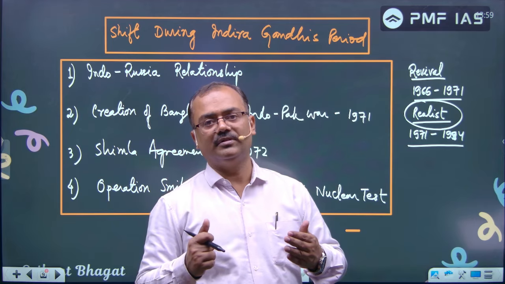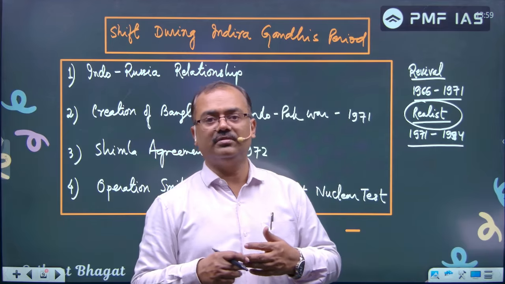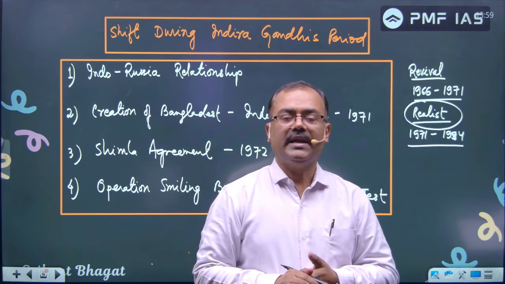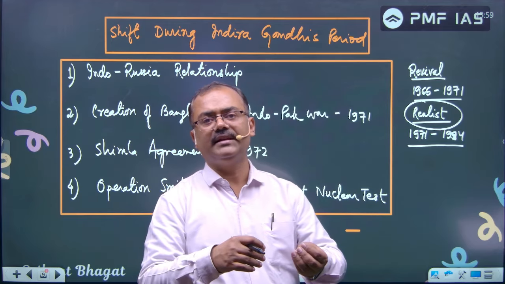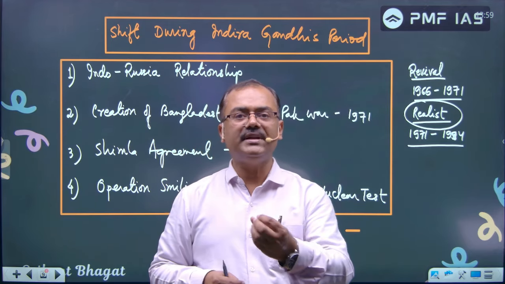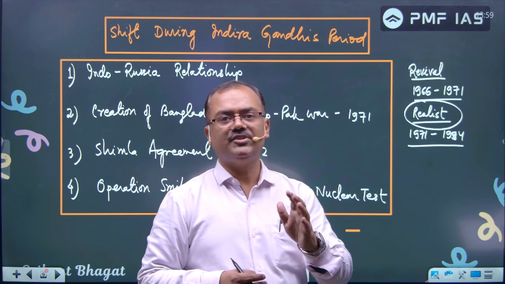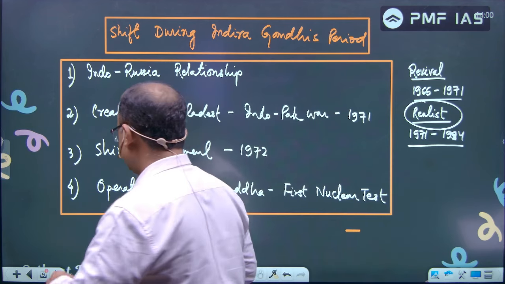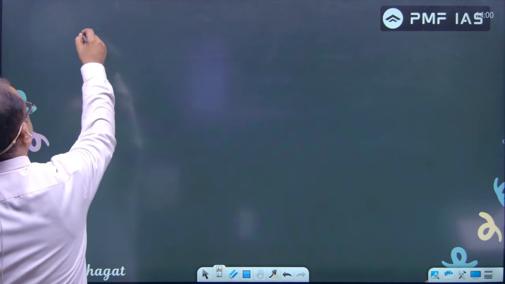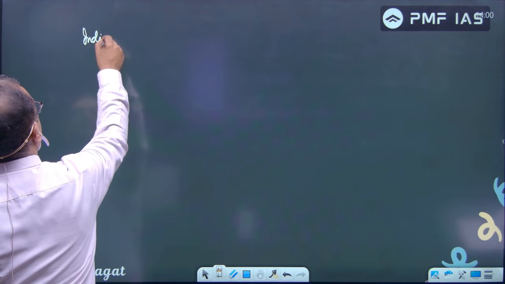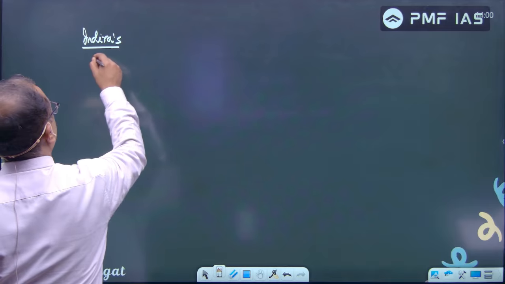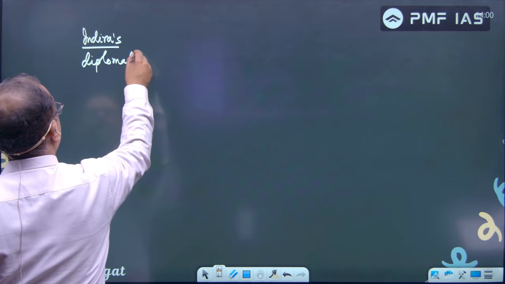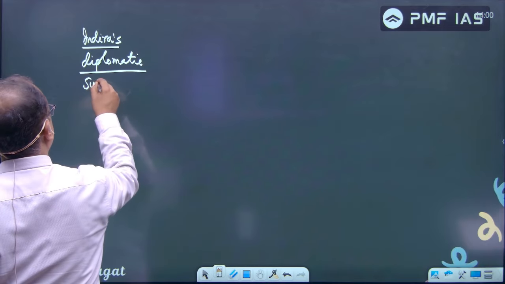In this background, Indira Gandhi went to America and was successful in getting the new hybrid seed for agricultural revolution in the country. We called it the Green Revolution. So it is Indira's diplomatic success.